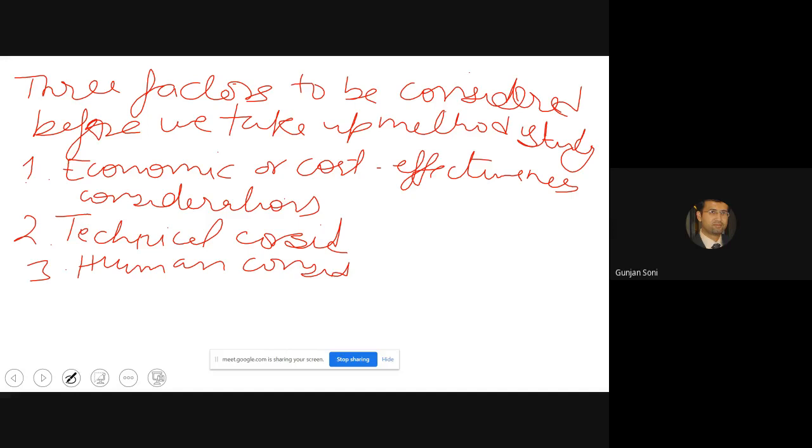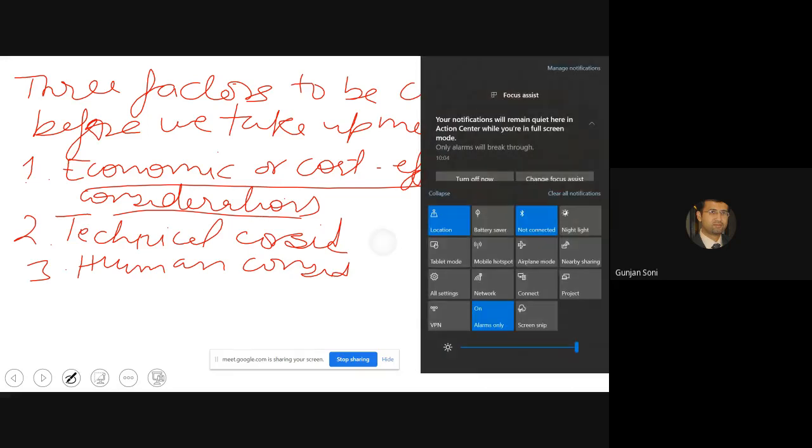So let's see what is the meaning of economic or cost effective considerations. We can always ask ourselves a few questions, like will it pay to begin a method study, or will it pay to continue this study? So these are some of the obvious choices. First one under economic and cost effective considerations could be profit. We take up the most profit generating activities, which are slightly easier to identify.